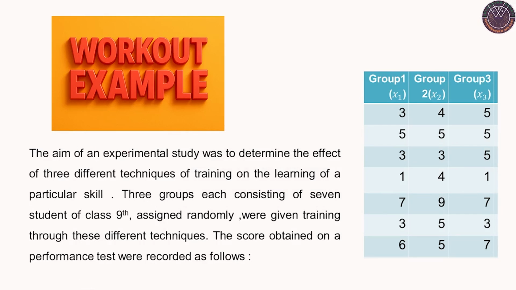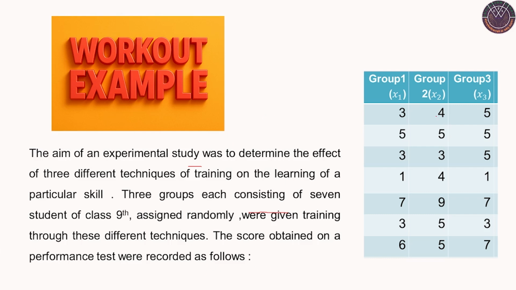The aim of an experimental study was to determine the effect of three different techniques of training on the learning of a particular skill. So three different techniques were used, so three different groups are there, and then you are trying to see the achievement of the student in terms of their skill. Three groups, each consisting of 7 students of class 9th assigned randomly, were given training through these different techniques. The scores obtained on a performance test were recorded as follows.